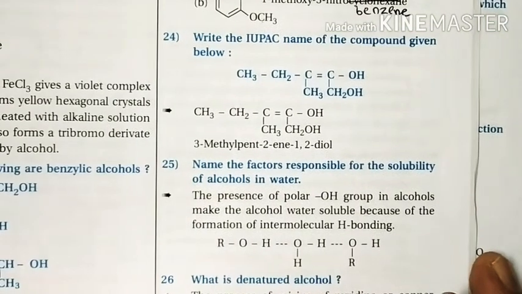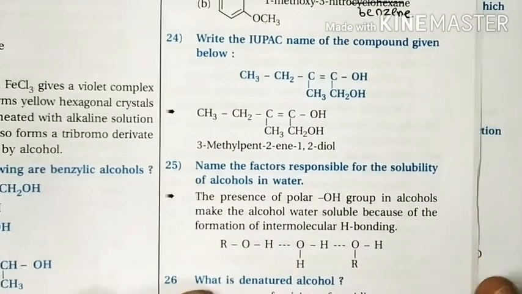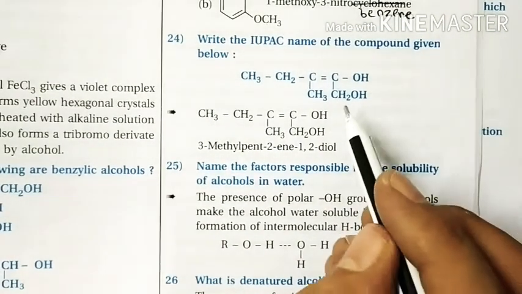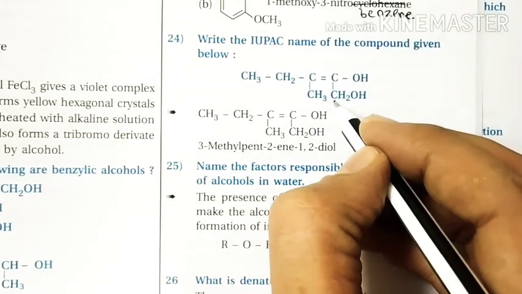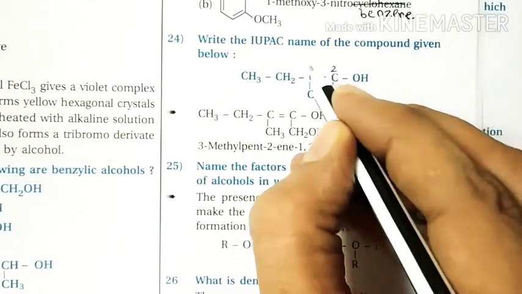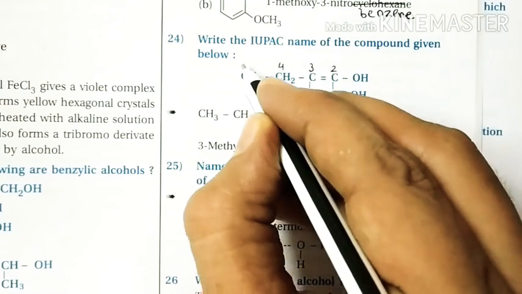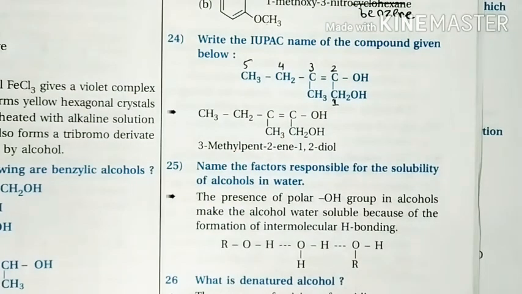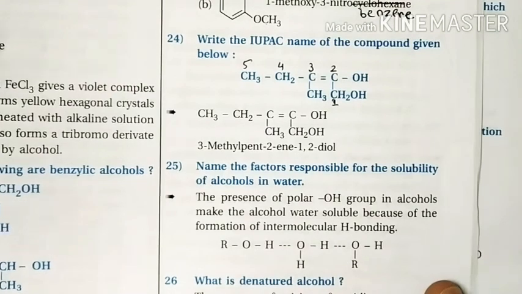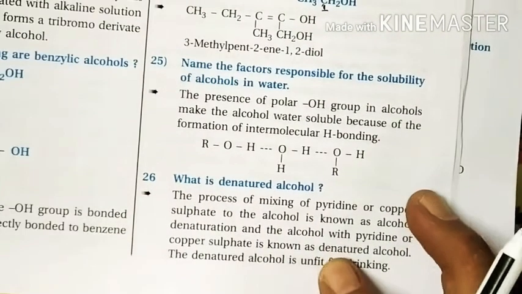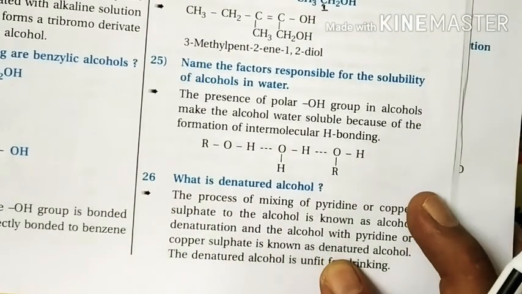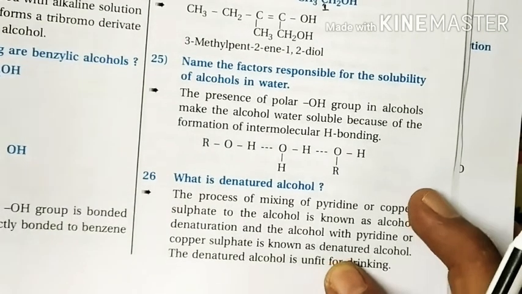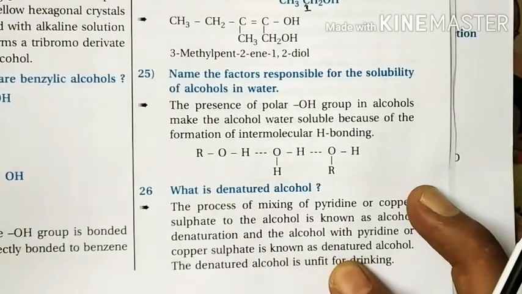Write the IUPAC name of the compound given below. So in this case, we give the number from here: 1, 2, 3, 4, 5. So it's 3 methyl pentene 1,2 diol. So it's a simple name. Now what have they given? Name the factors responsible for the solubility of alcohol in water.